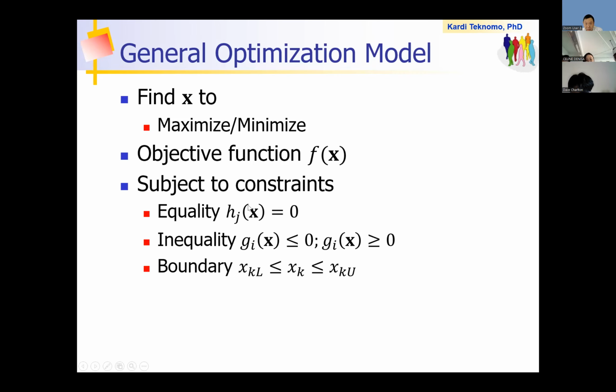First, you have equality constraint. Okay. And then you have inequality constraint. So inequality means less than or equal, or larger than or equal. Equality means equal. And then you have boundary constraint. Its X is between certain values, within a certain range, lower, upper. Okay. So this is a very general optimization model, either maximize or minimize. The constraint, again, you can have equality or inequality and boundary.